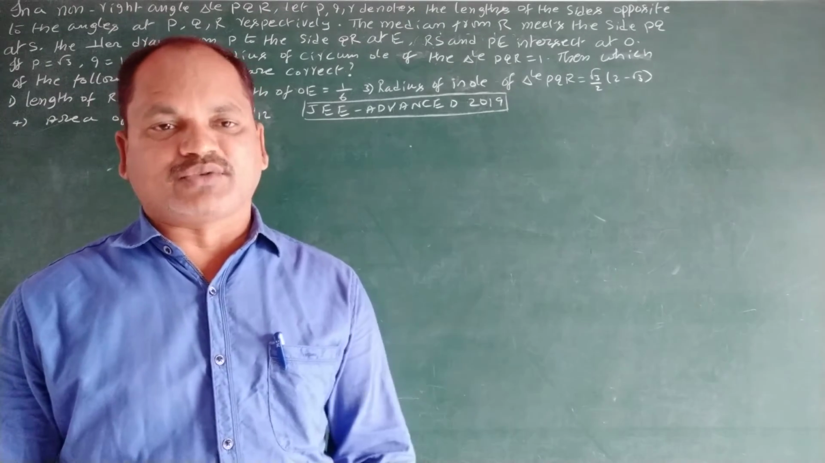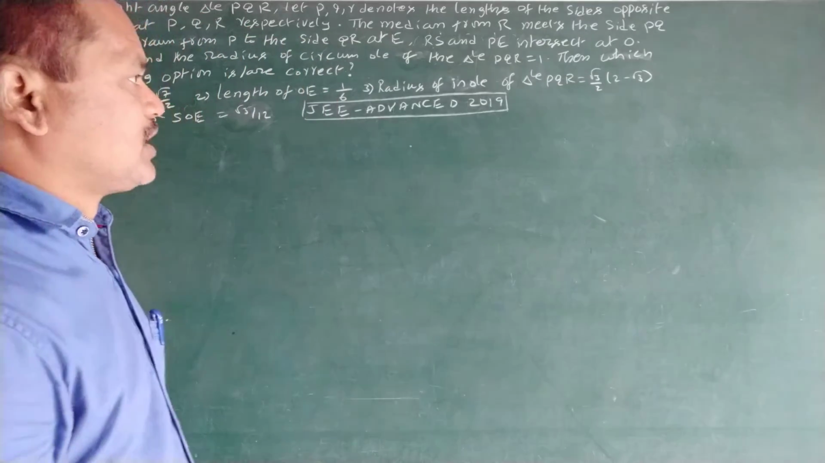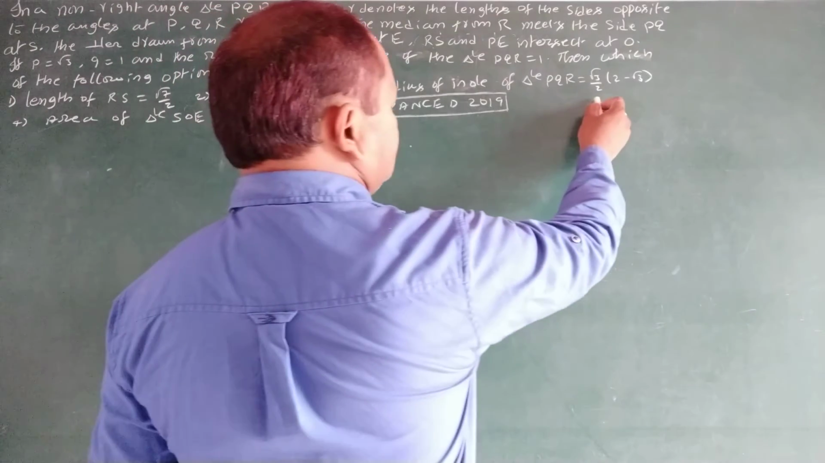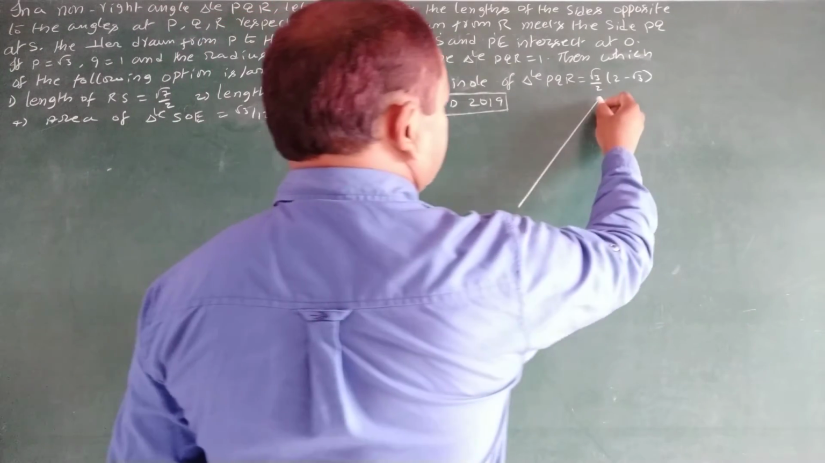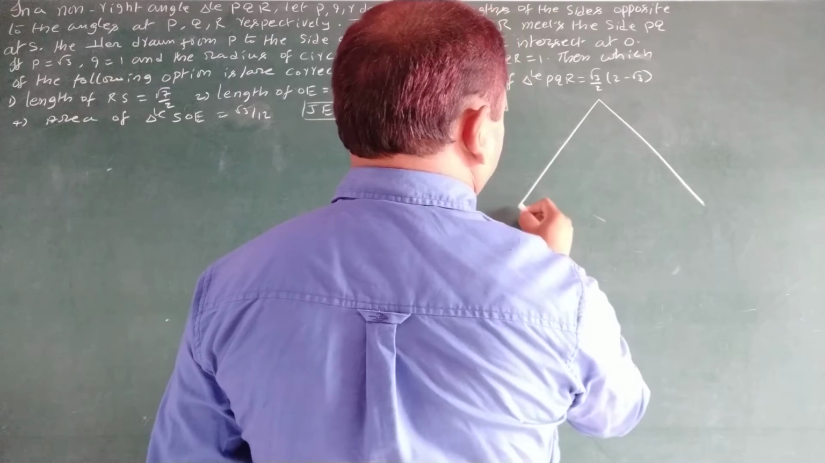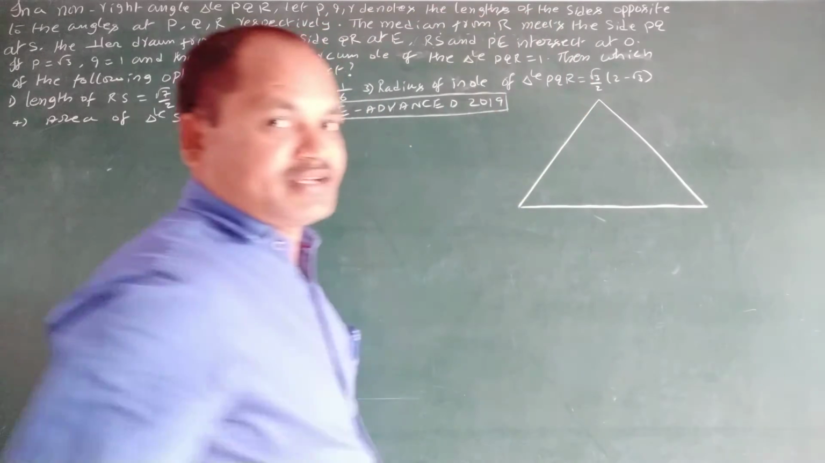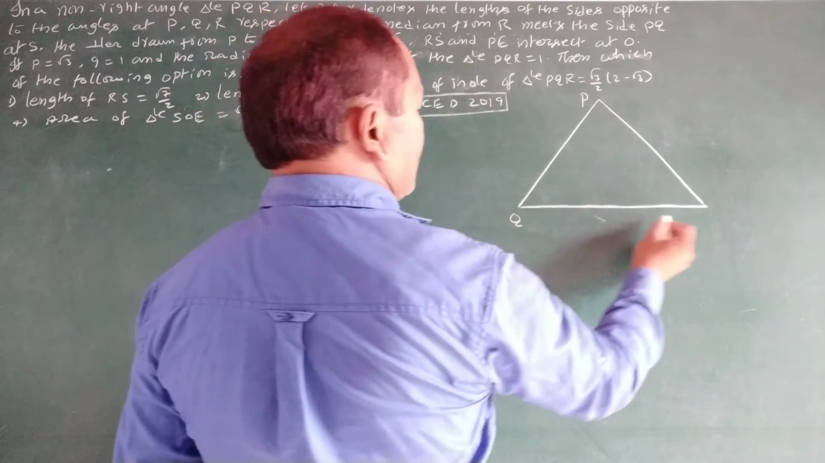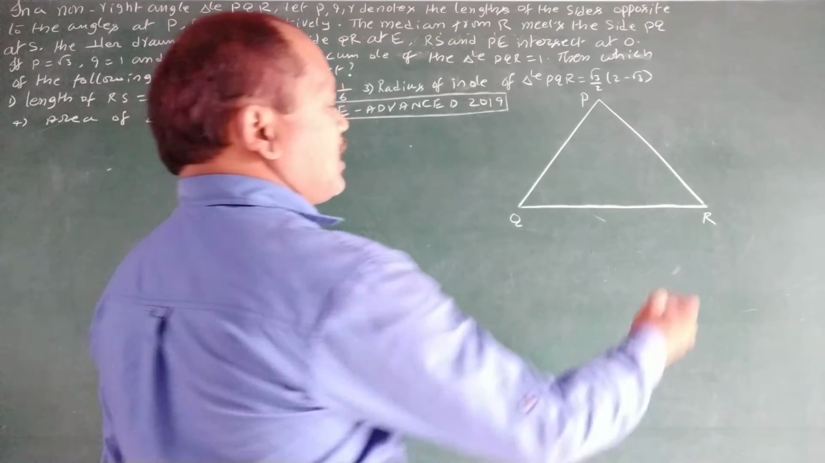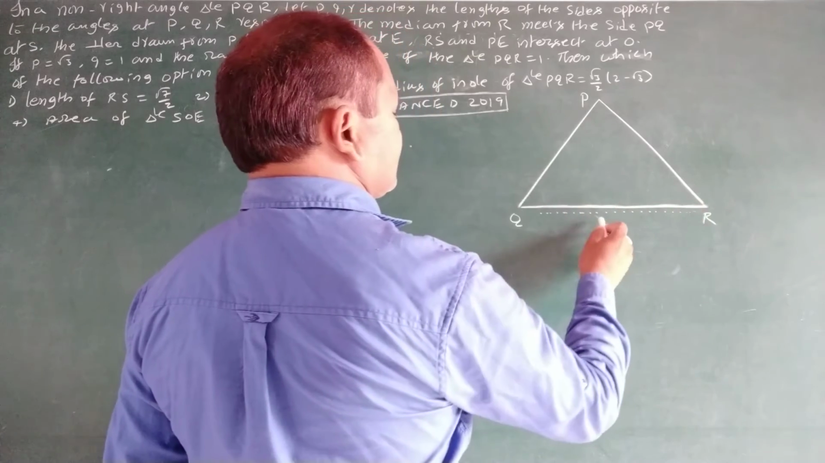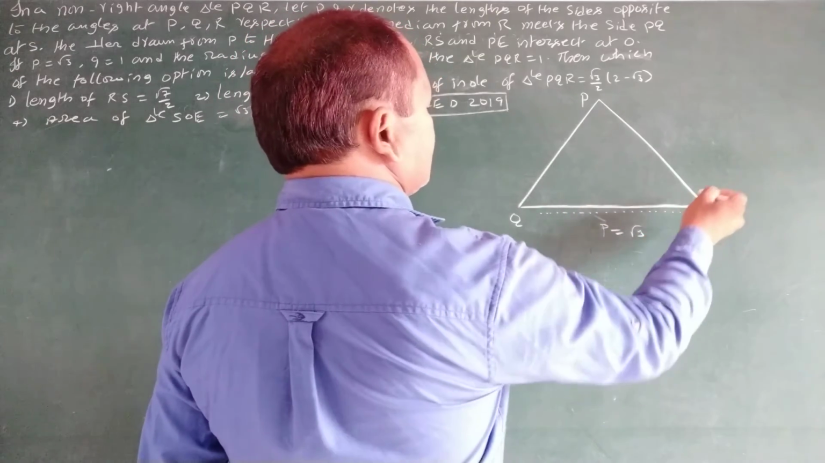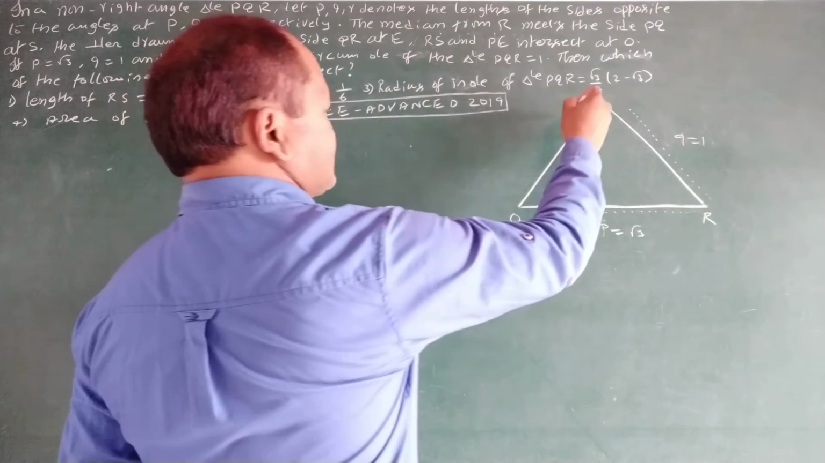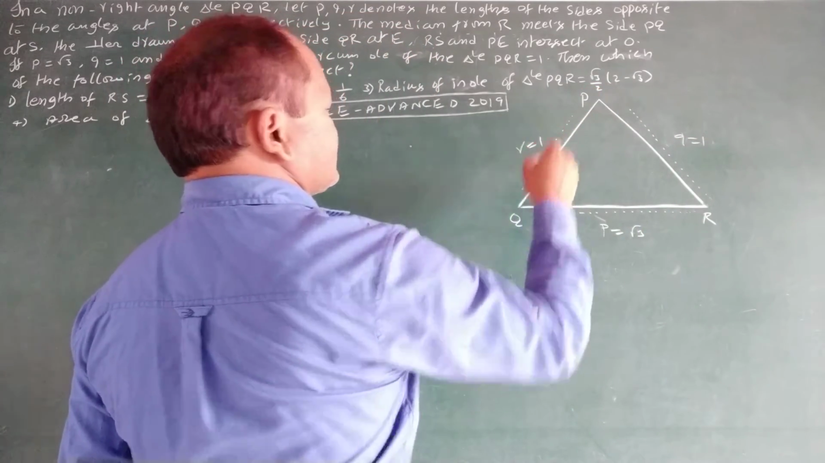Now we have to solve this question. From the given question construction we have to draw the diagram. So this is the triangle, with P, Q and R. Opposite sides lengths: here it is small p, root 3; here it is small q, 1; here it is small r, 1.